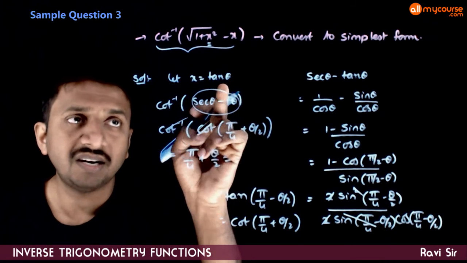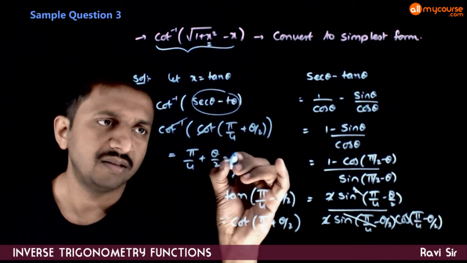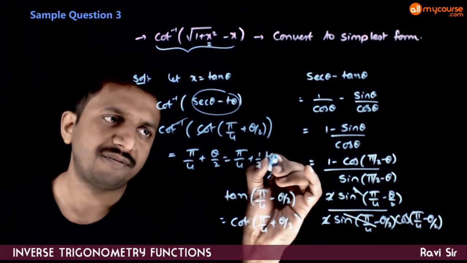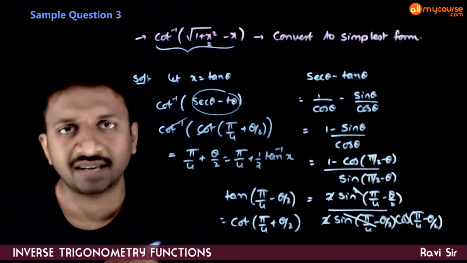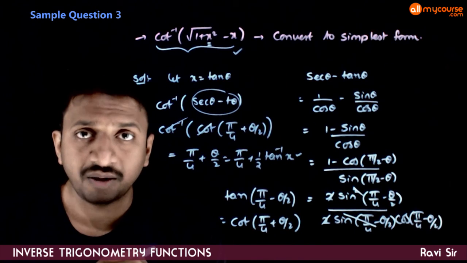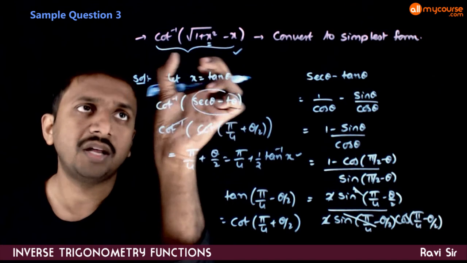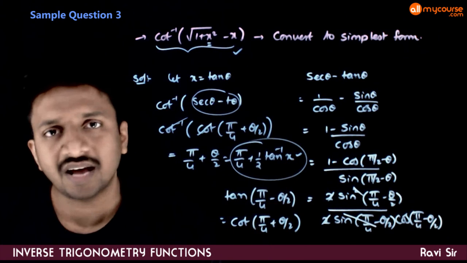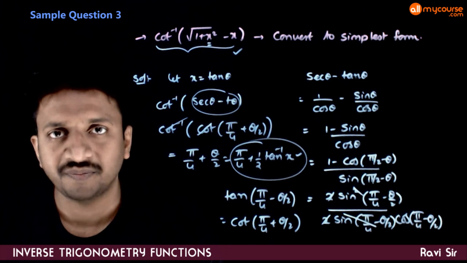And what is theta? Theta is tan inverse x. So the answer is pi by 4 plus half tan inverse x. This is the simplest form of cot inverse of this expression. The answer is pi by 4 plus half tan inverse x. Thank you.